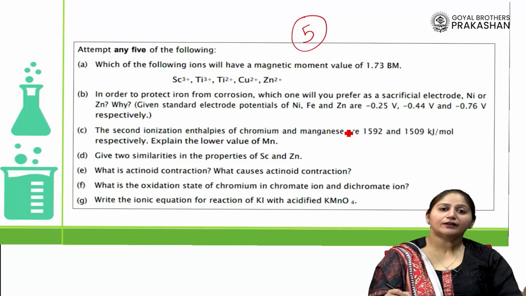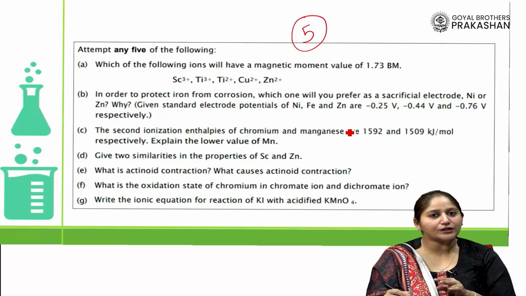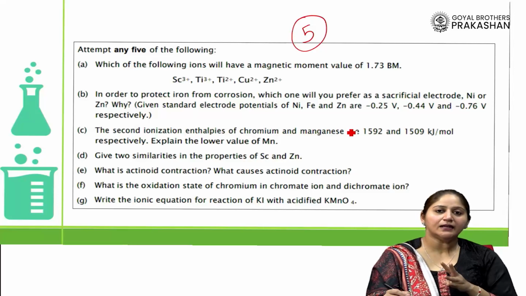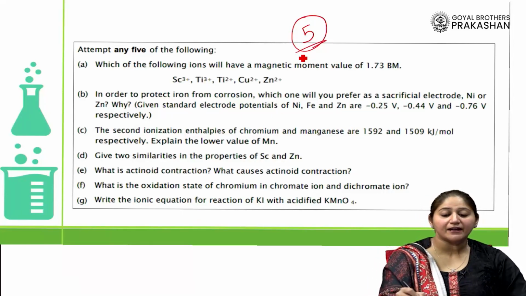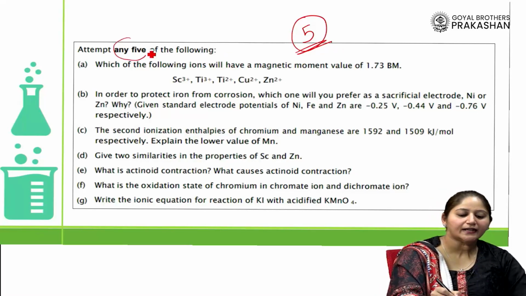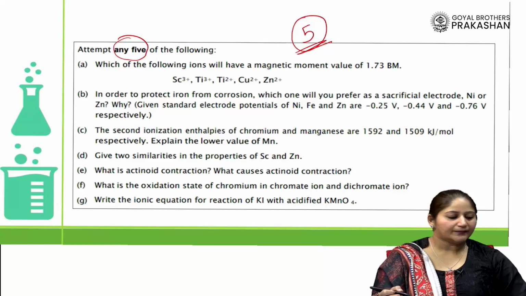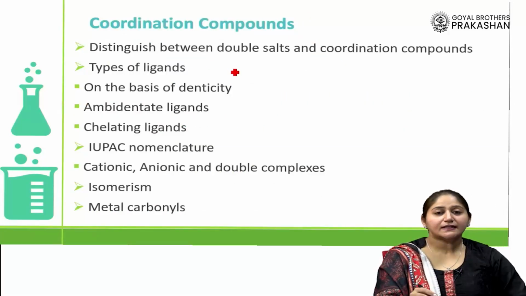As I said, one 5 marker is from the physical, then another 5 marker question is from D and F. The third 5 marker question will be from the organic, right? As the question clearly says, it's a 5 marker question. Here it says attempt any 5, right? There are 7 parts given, you have to attempt only 5. So it's a direct reasoning based question.